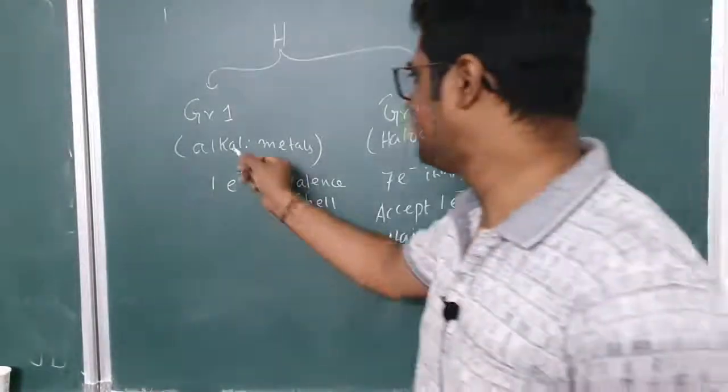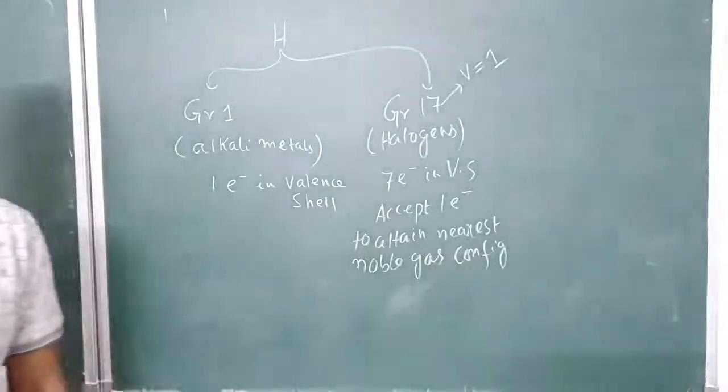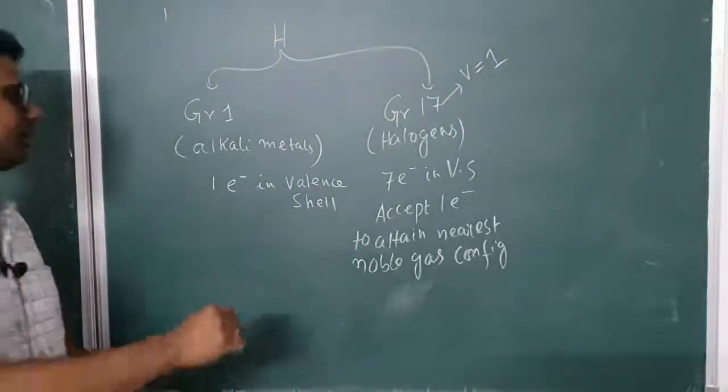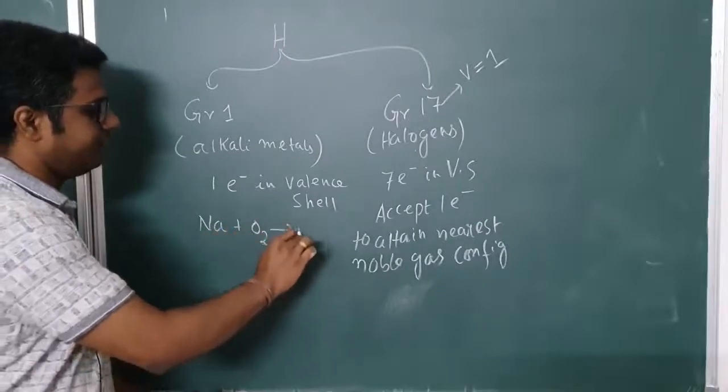Next is, if you see group 1 metals, let's take sodium, a group 1 metal, okay. Sodium is a group 1 metal. So sodium can react with oxygen to give Na2O.